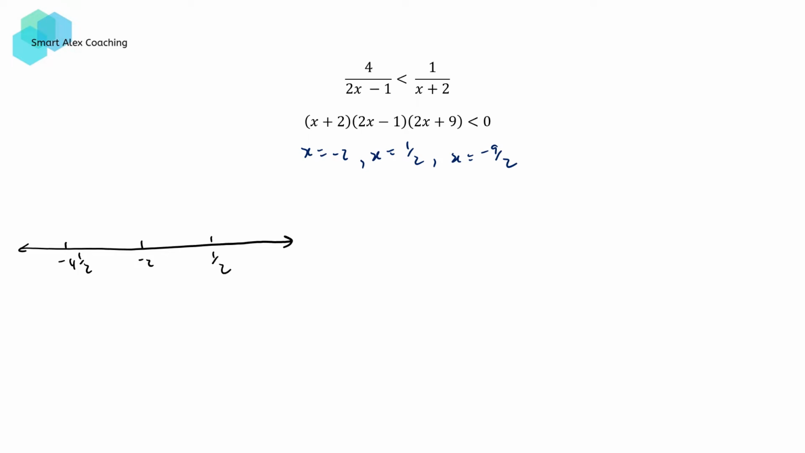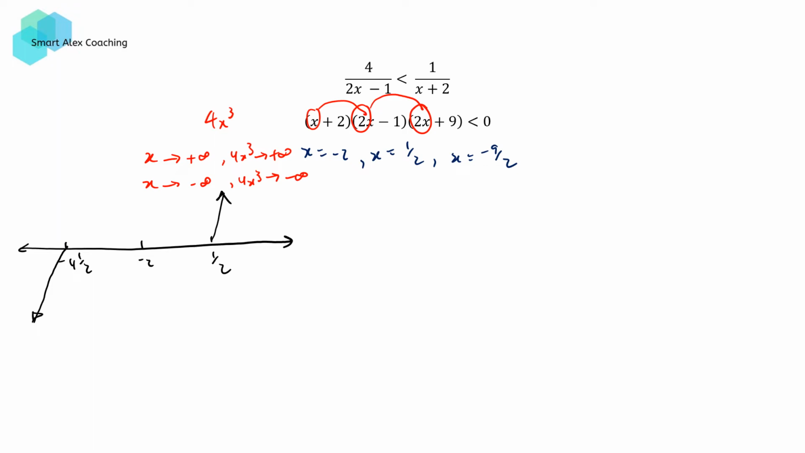Now, the leading term of this polynomial is x times 2x times 2x, which is 4x cubed, which means that when x approaches positive infinity, 4x cubed is going to be approaching positive infinity as well. So this is where the graph will be heading. When x approaches negative infinity, 4x cubed will also be approaching negative infinity. So this is where the curve is going to be heading. Now all these roots are single roots, so you can just fill it in like this.